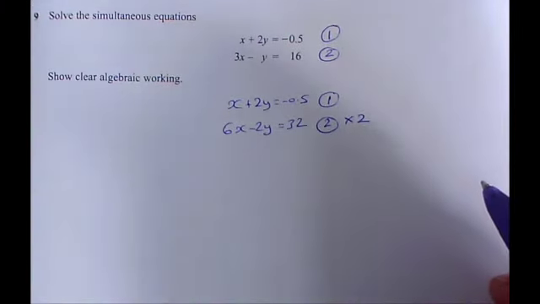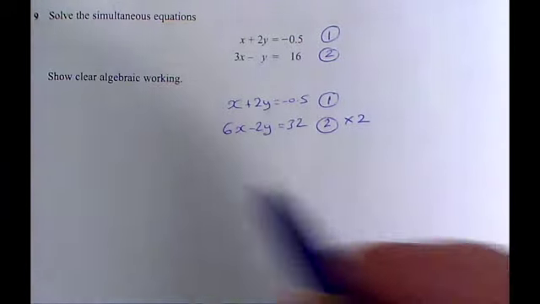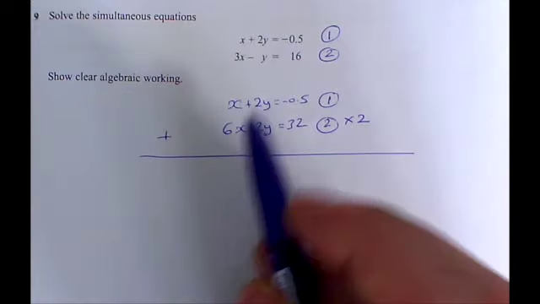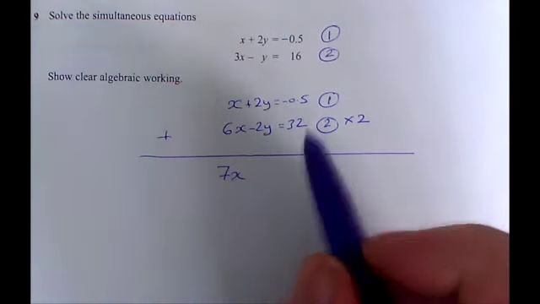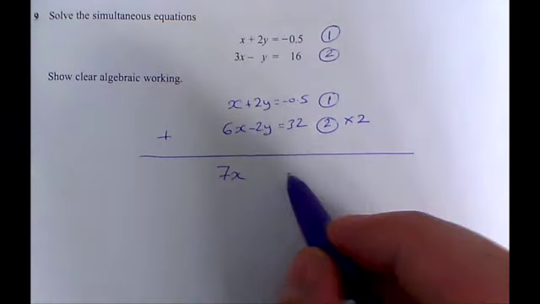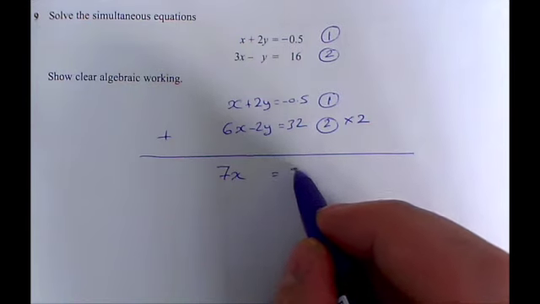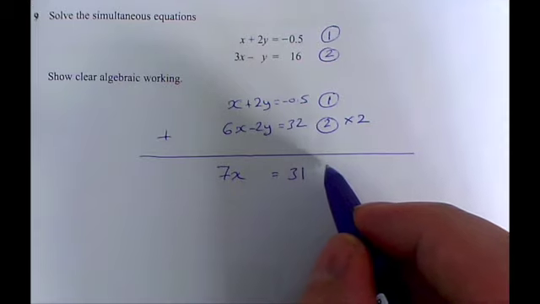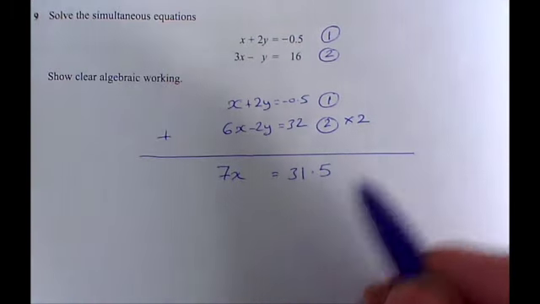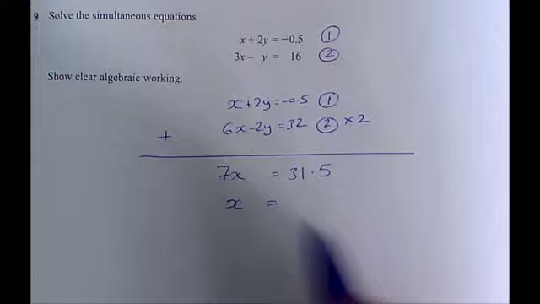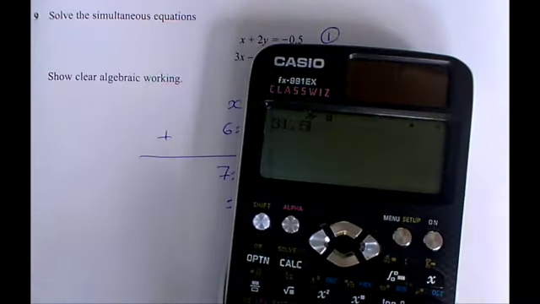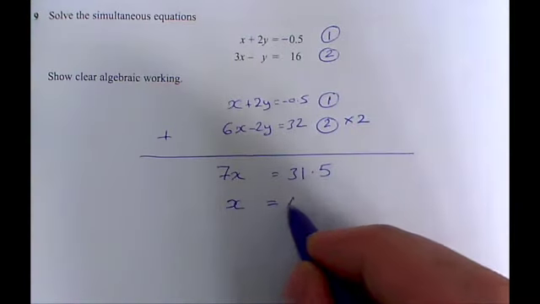Do you see now that the plus 2y and the minus 2y are going to cancel each other out when I add the two rows together? So 6x plus x is 7x, 2y add minus 2y becomes nothing, and minus 0.5 plus 32 is 31.5. And of course, I've got 7x's, so I divide both sides by 7. I get 31.5 divided by 7, which is 4.5.